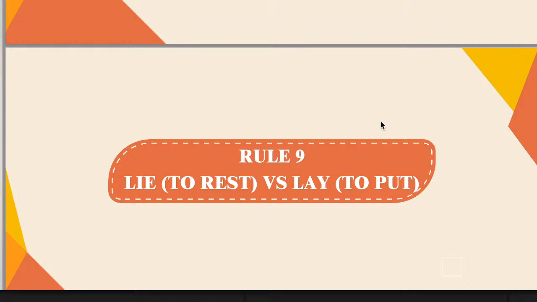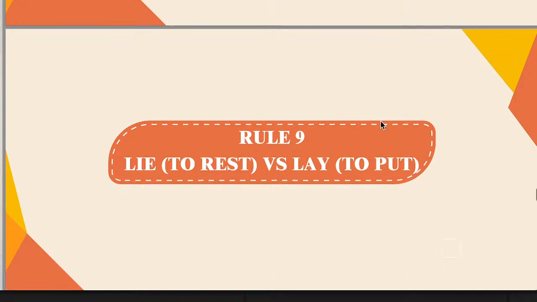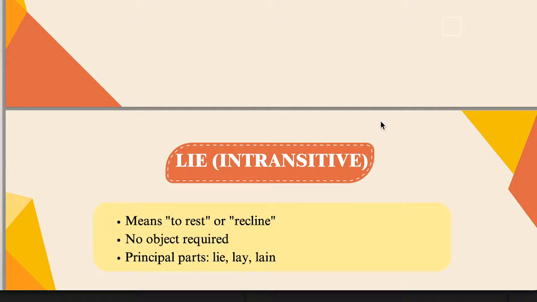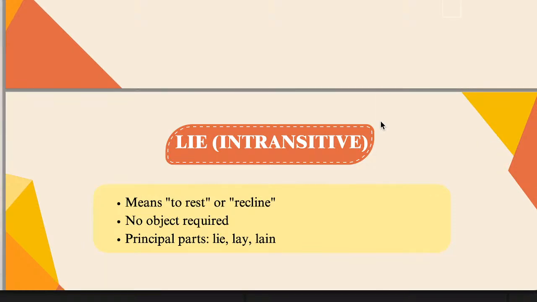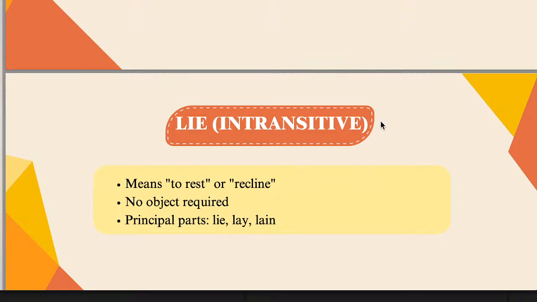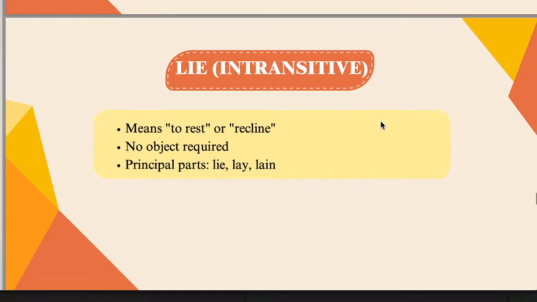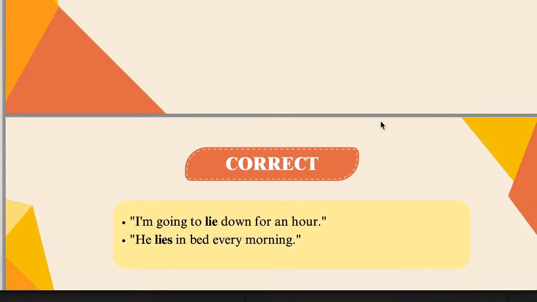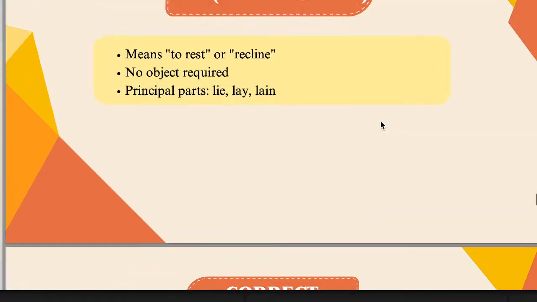Lie and lay. The first one, lie, means to rest, and lay means to put something to rest. Let's see how. Basically, lie means to rest or recline, so no object is required. Lie, lay, lain. These are the principal parts, which are not requisite here. But remember that lay means to put down something.